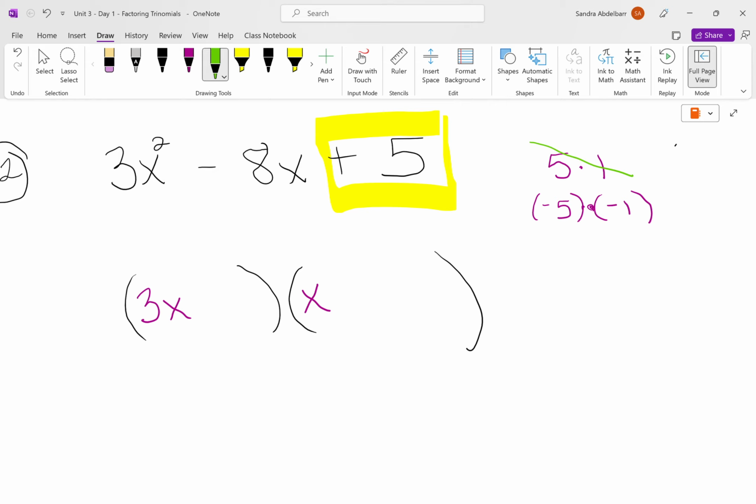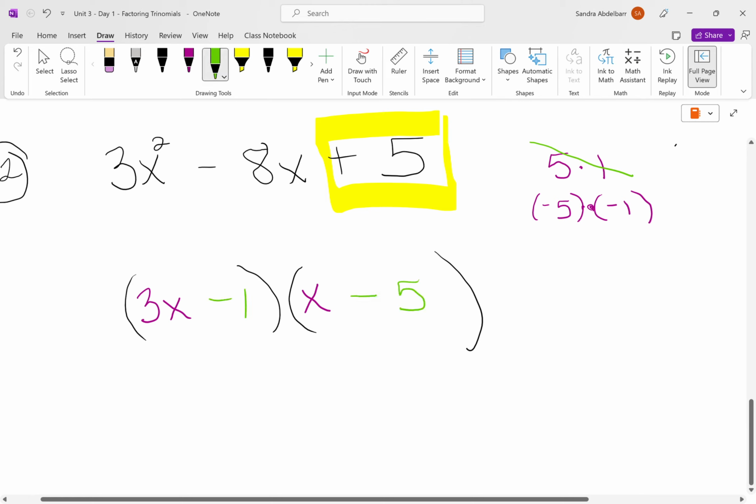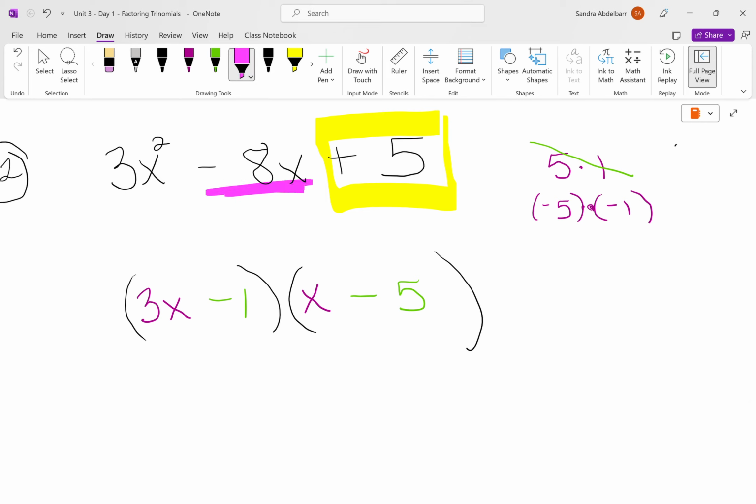All right, I want to do it the wrong way first. I'm going to put the -5 here and the -1 here. What we now need to do is check this middle term. I will show you how to check this middle term. To check the middle term, you take the first x with the second constant.